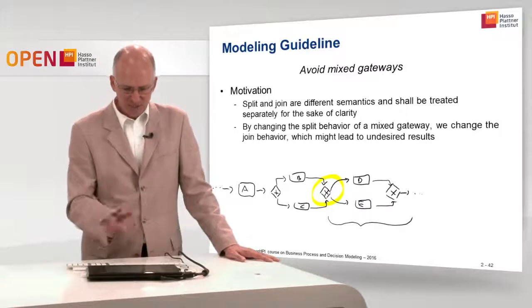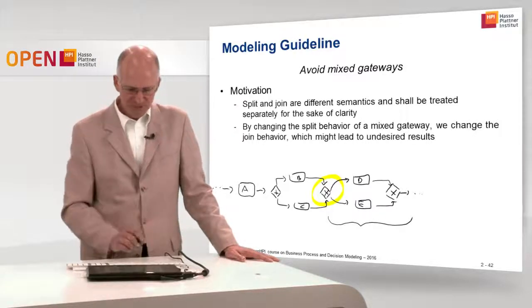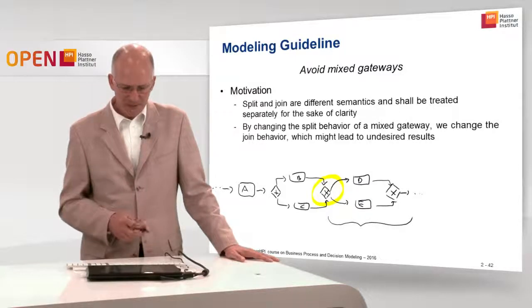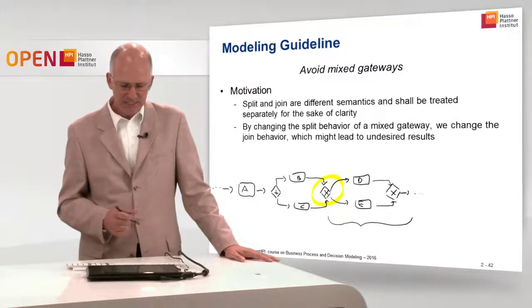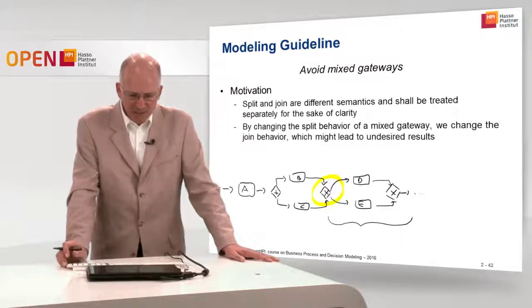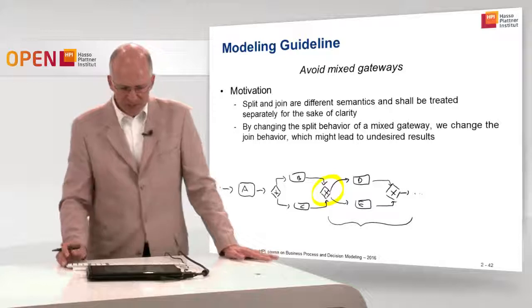If the change is the other way around, if I change the first AND to an XOR, then we have a deadlock situation. So we have a behavior mismatch, or let's say a behavior that we do not desire in our process model. So it's a good idea to avoid mixed gateways.